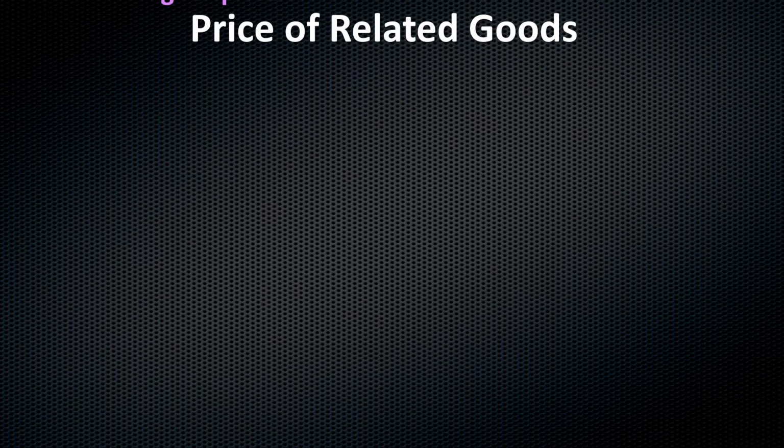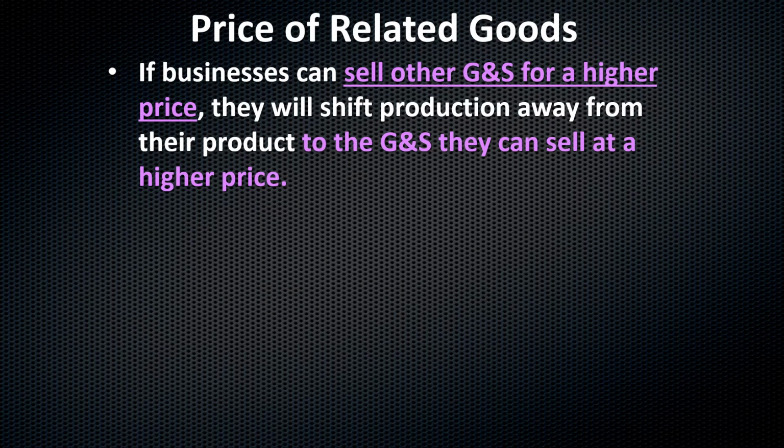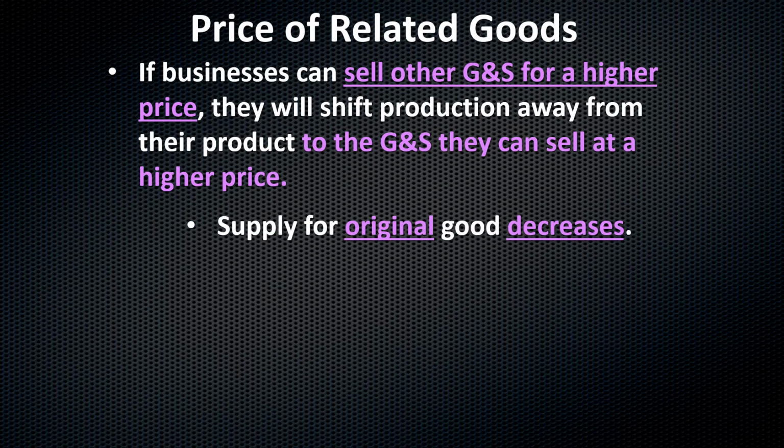Price of related goods. If businesses can sell other goods and services for a higher price, they will shift production away from their product to the goods and services they can sell at a higher price. So the supply for the original good decreases. Supply for the new good increases.